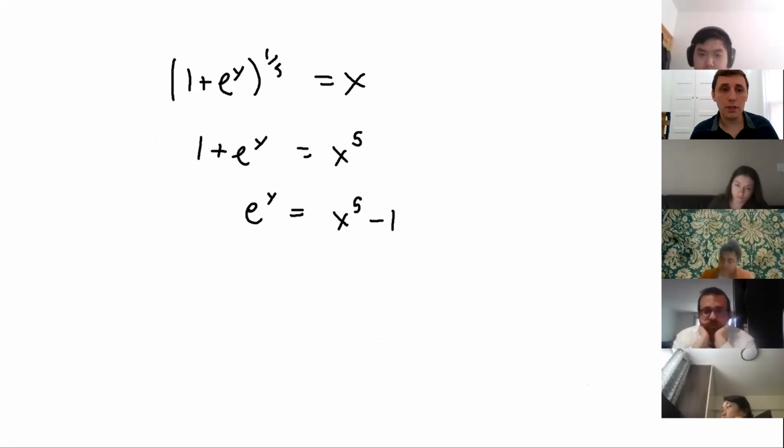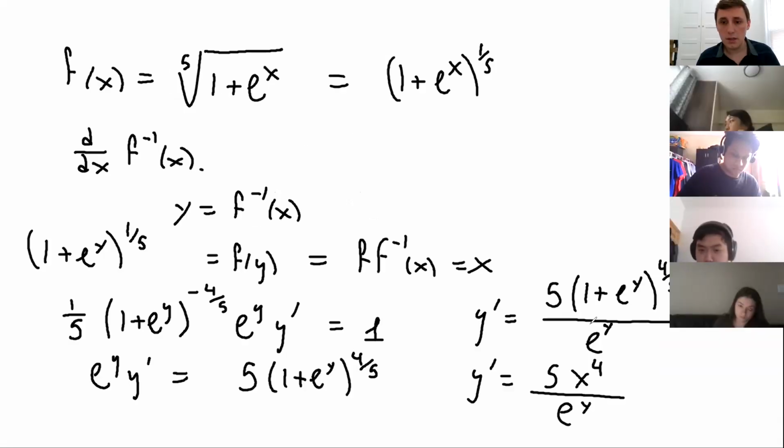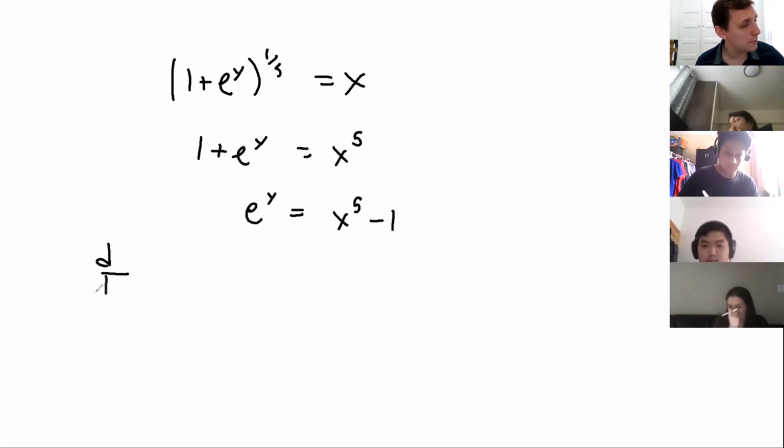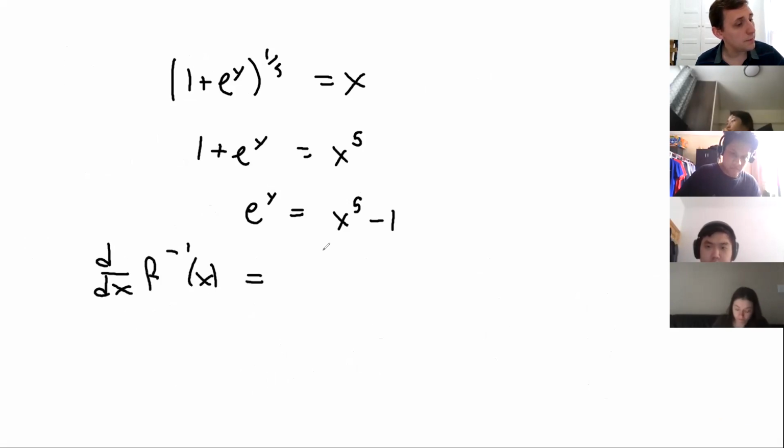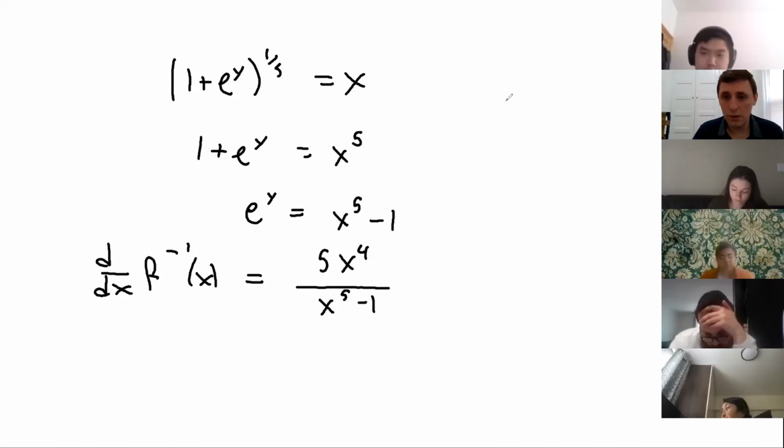So what is my formula there? I just replace e to the y here. So it's 5x to the 4. So my derivative, the derivative of the inverse function, is 5x to the 4 divided by e to the y, which is divided by x to the 5 minus 1. And I'm done. That's my derivative. Was it difficult? It was not difficult, correct?